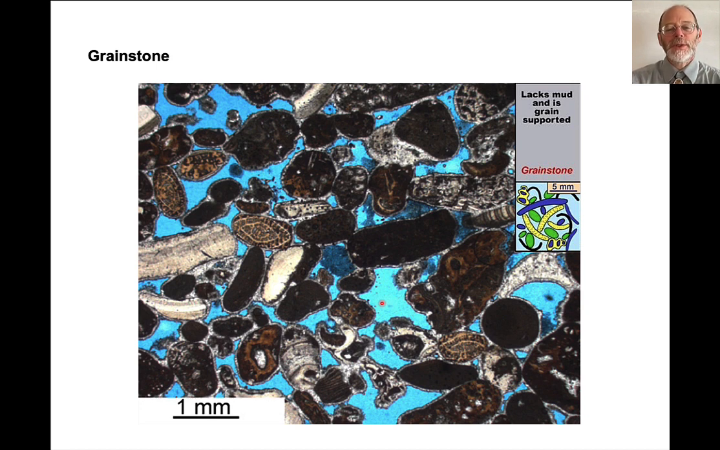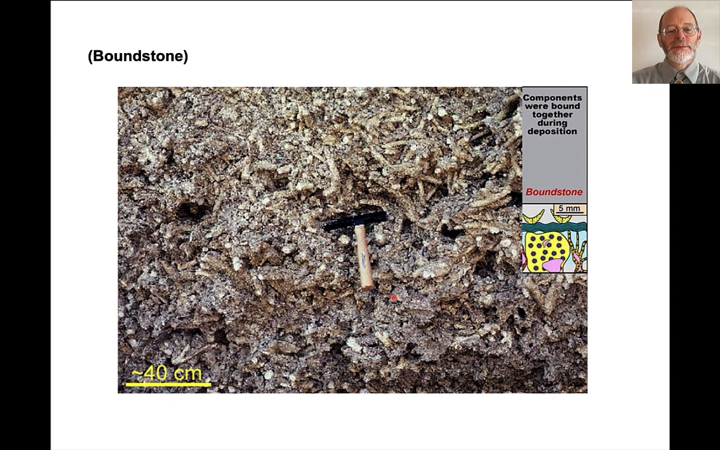Why is this blue? Carbonate petrologists, when they have thin sections made, will have the epoxy stained blue so it shows up more clearly in photomicrographs like this one. So wherever you see blue, that means it was empty space. There are other types of carbonates in the Dunham classification. A boundstone, this is an example of a boundstone, means that the different sedimentary components were bound together while they were being deposited.